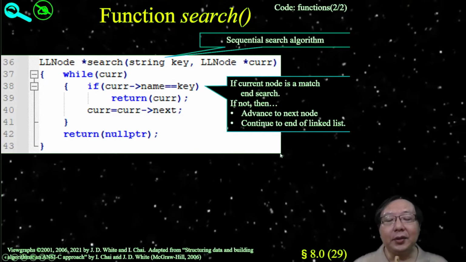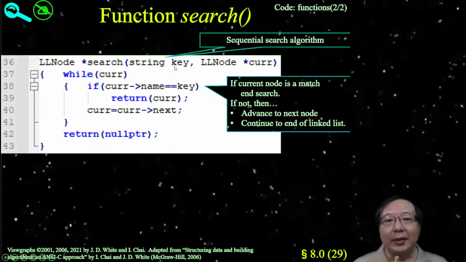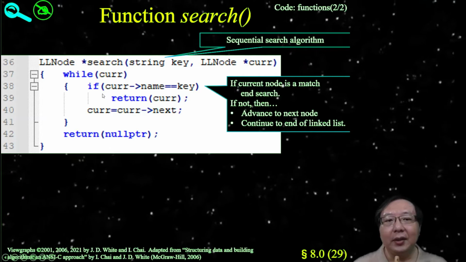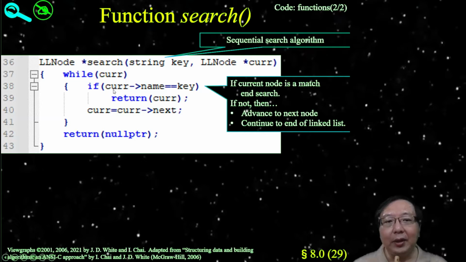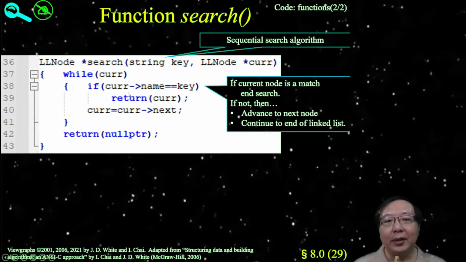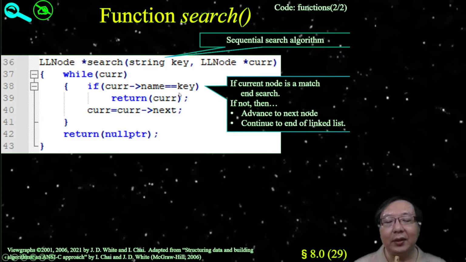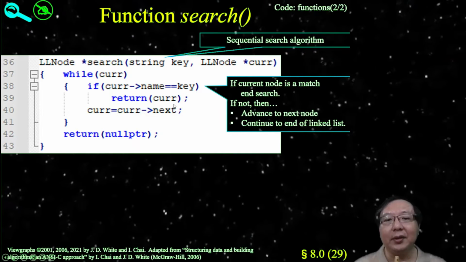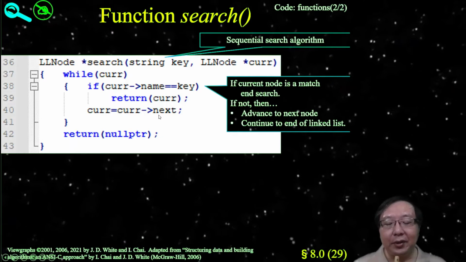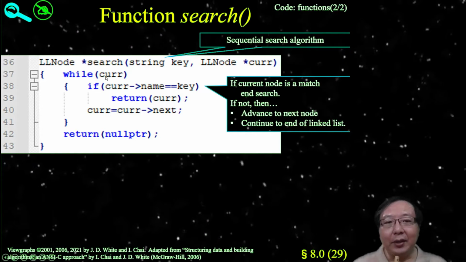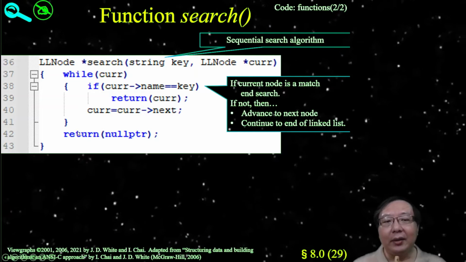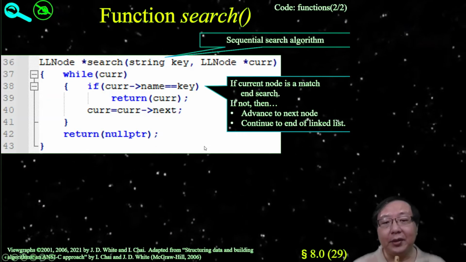And the sequential search algorithm, we start with the key and the head of the linked list. So while the current is a node, I look at the current key. If the key is what we're looking for, then I return that, otherwise I don't return, I go to the next node. Once I get to the end, the current will be a null pointer, which means I didn't find it, so I return a null pointer.